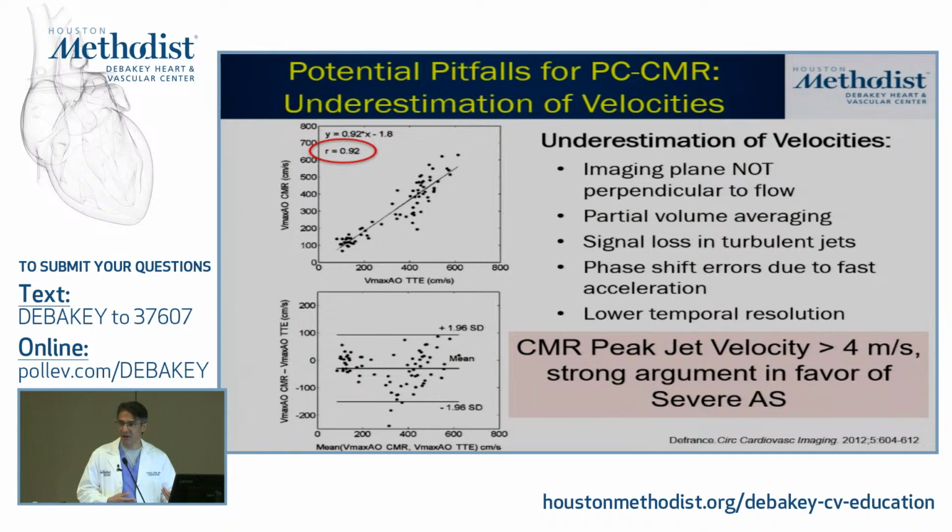You have some partial voluming because all our slices have some thickness to them. And there can be errors with turbulent jets, and I may not be perfectly perpendicular, just like you can't be perfectly parallel to the flow of blood.